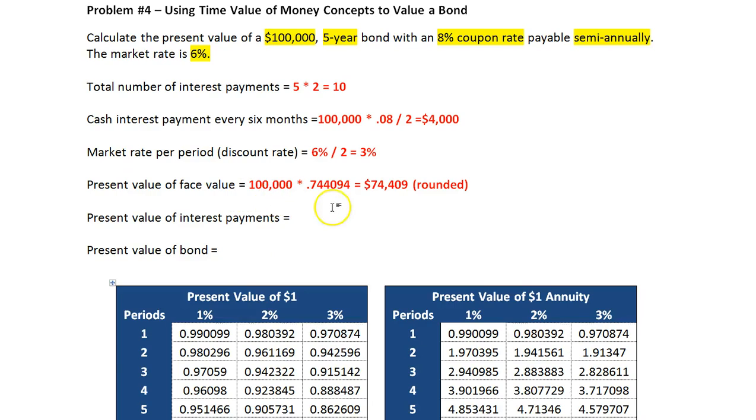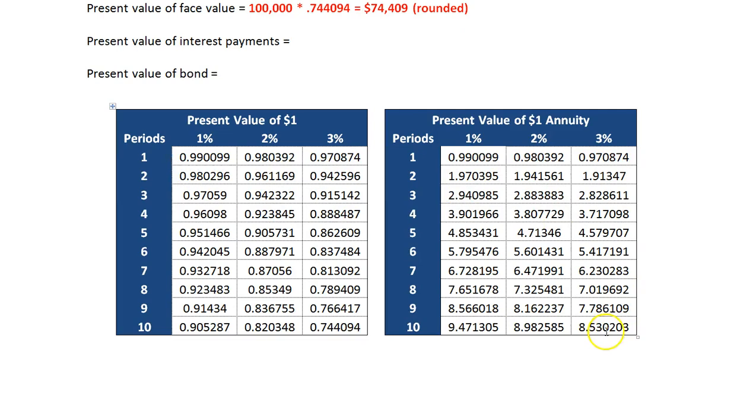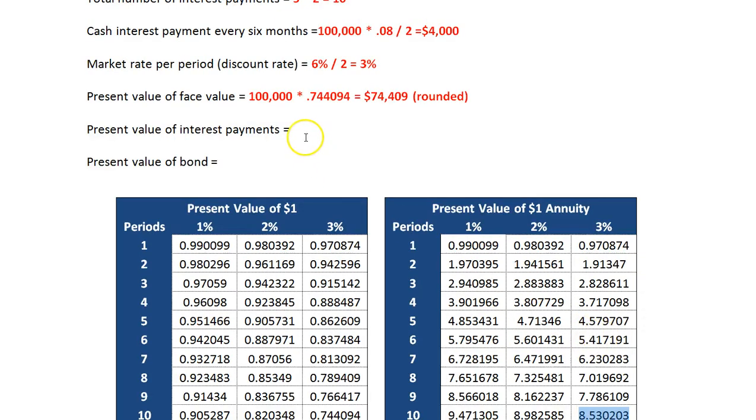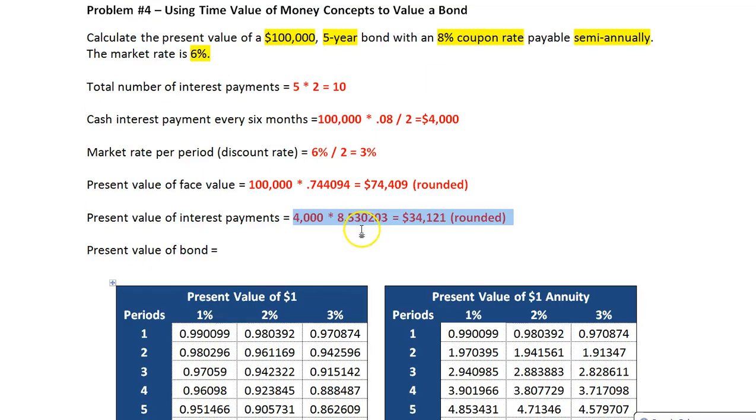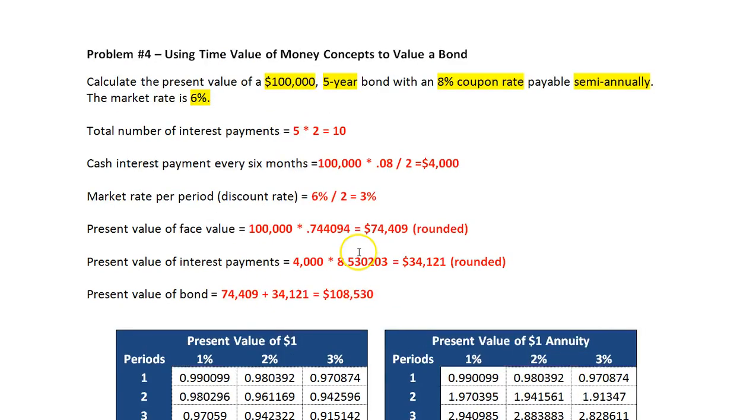For the present value of the interest payments, we're going to take the $4,000 that they're paying out every 6 months and value it with the annuity table, the second table, using both the 10 and the 3. So it would be this number right here, 8.53023. Rounded. Alright, then present value of the bond is just the addition of the two numbers. In this case it's 108,530.